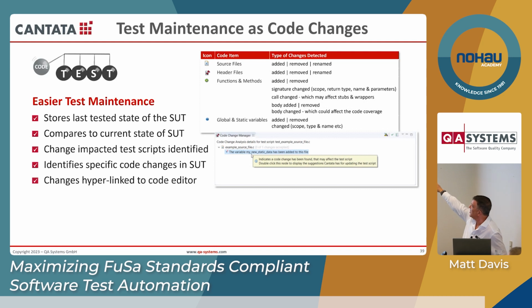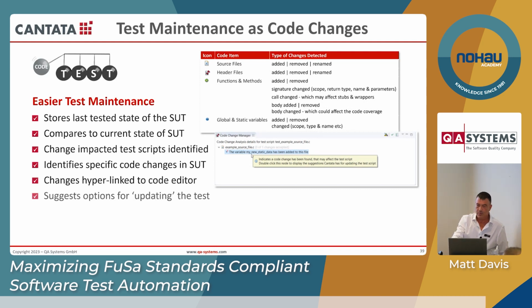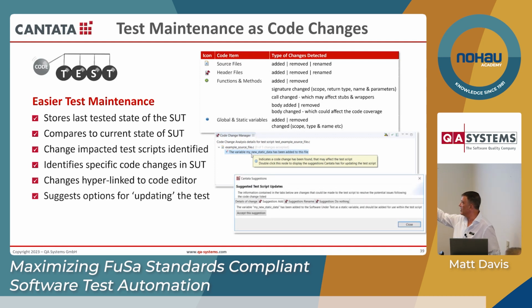As you can see here, these are the types of things that are detected. It will show you where they are in the code. It will then hyperlink to the code editor so you can tweak them and look at all the detail on the call stack and stuff. And it will also suggest changes automatically to refactor all of the occurrences of that change in the code. So this is helping you maintain your test.